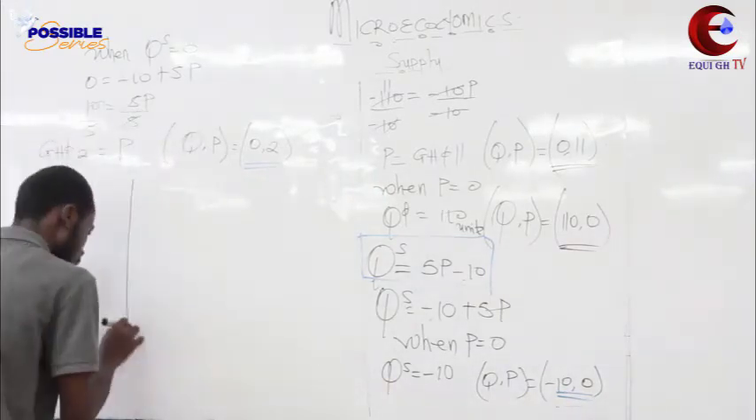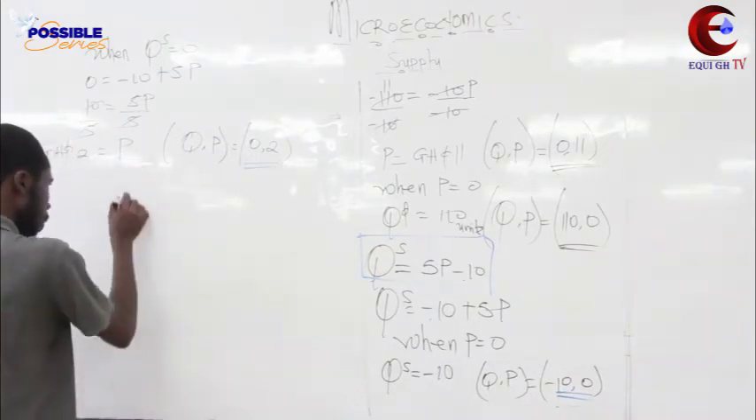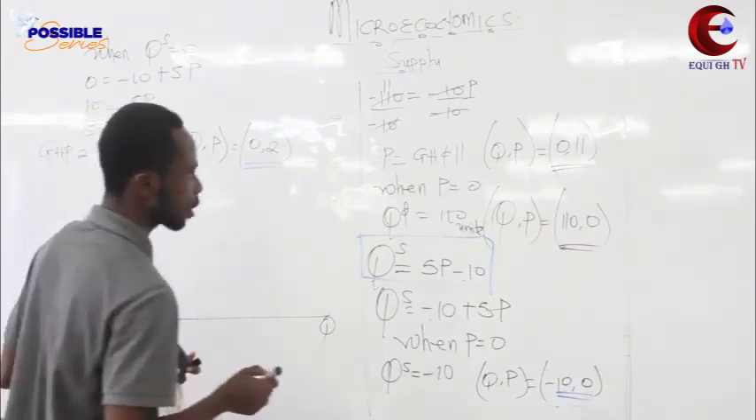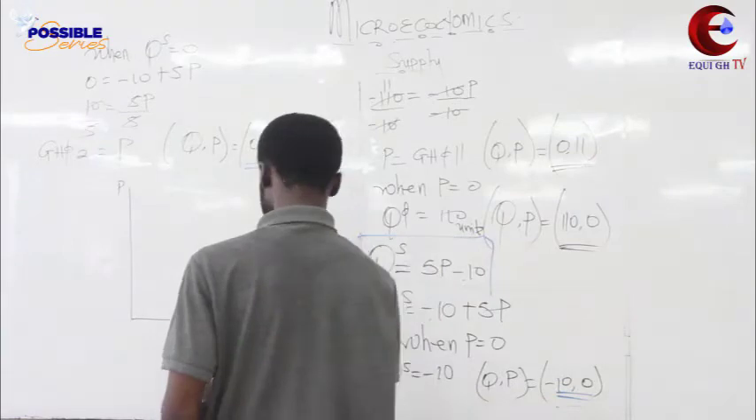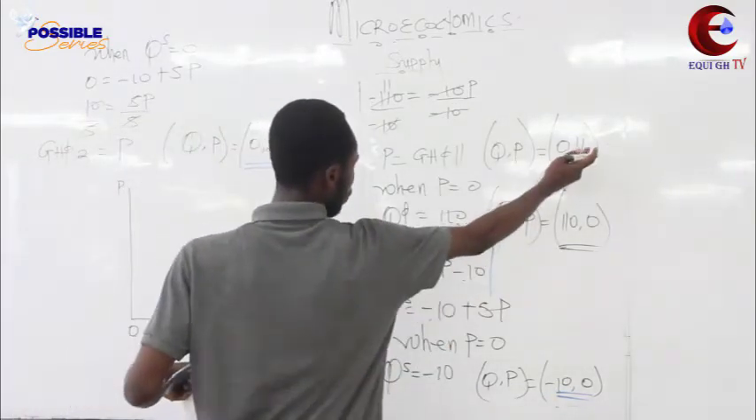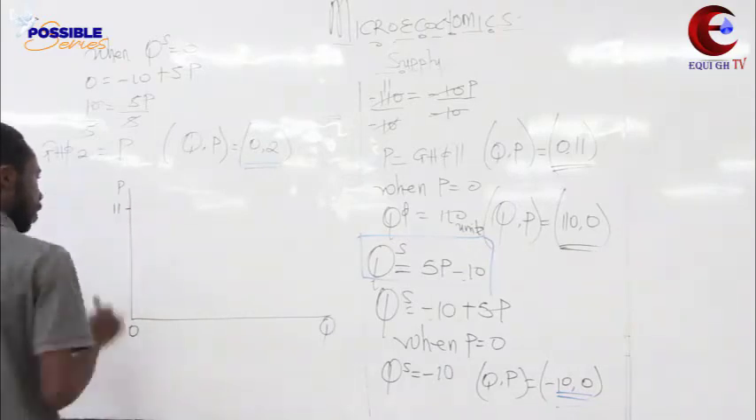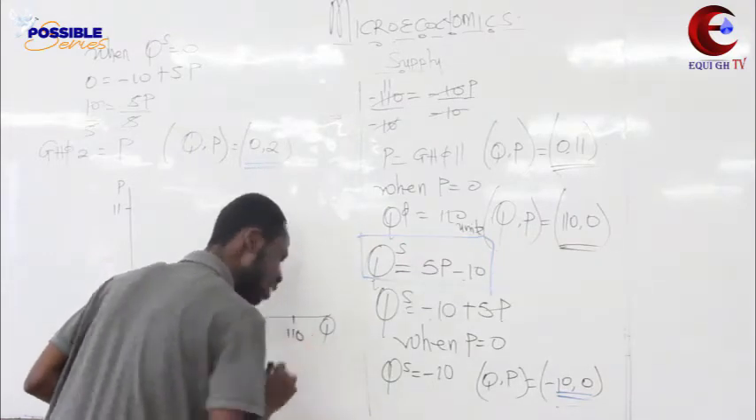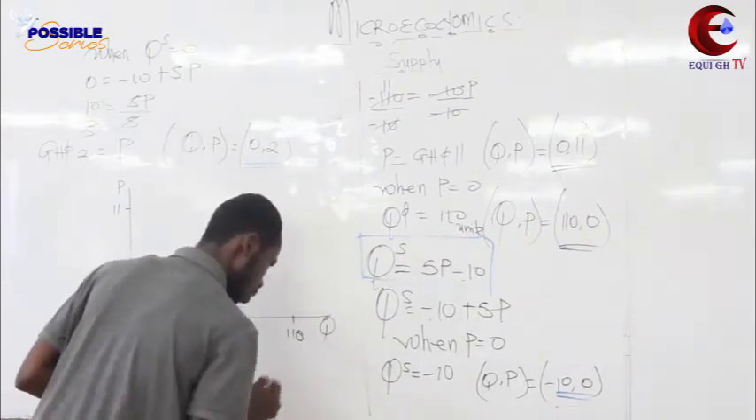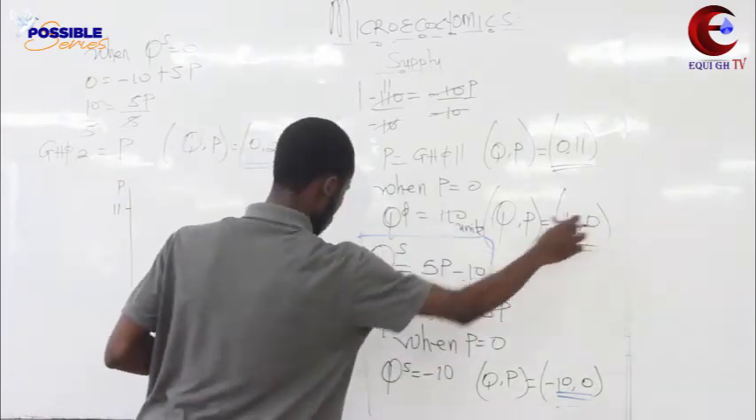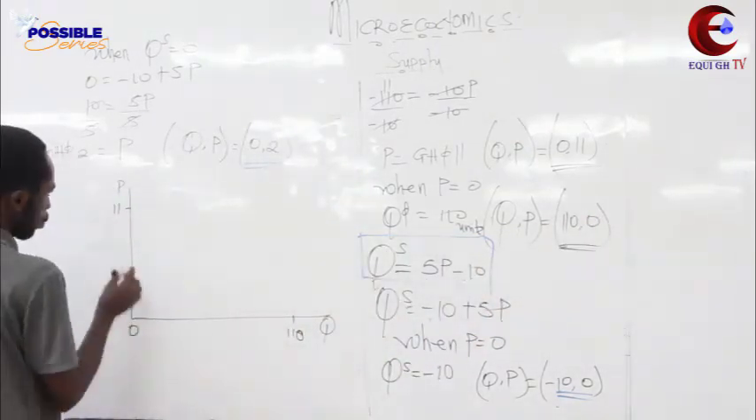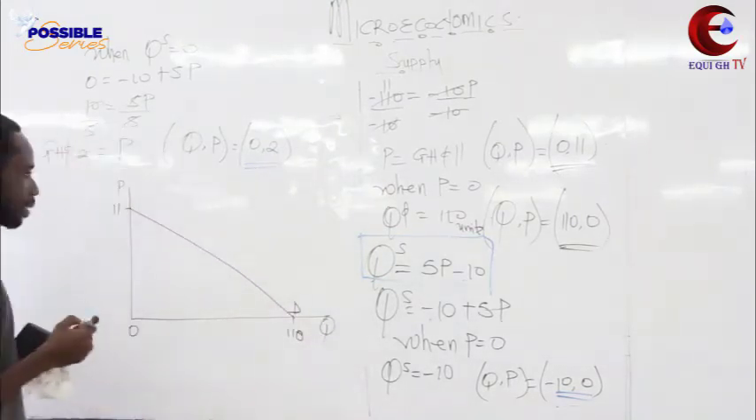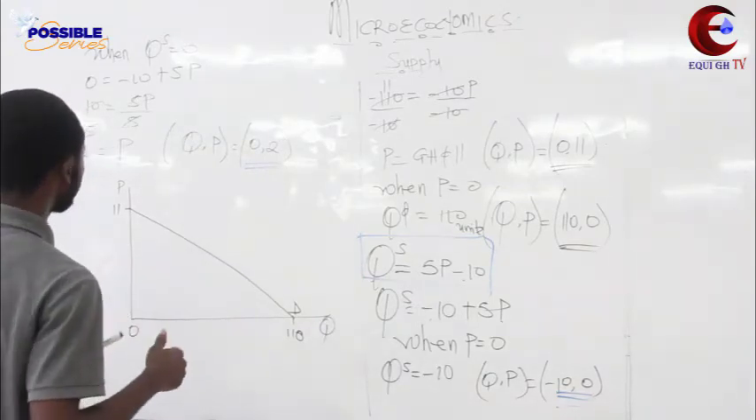So let me draw my graph here. Here is Q, here is P. Let me first plot demand. When quantity is 0, price is 11. So price is 11. And here when quantity demand is 110, please, we are sketching, so 110, price is 0. So the demand function will be like this. Demand.